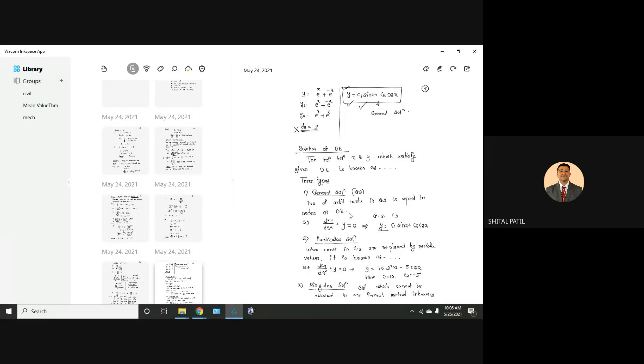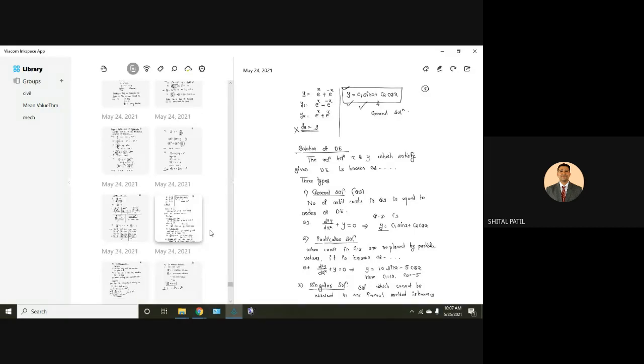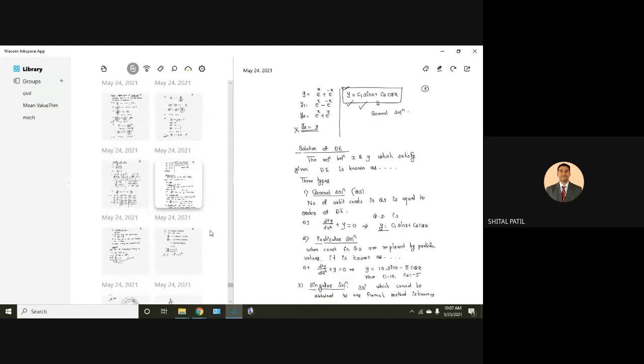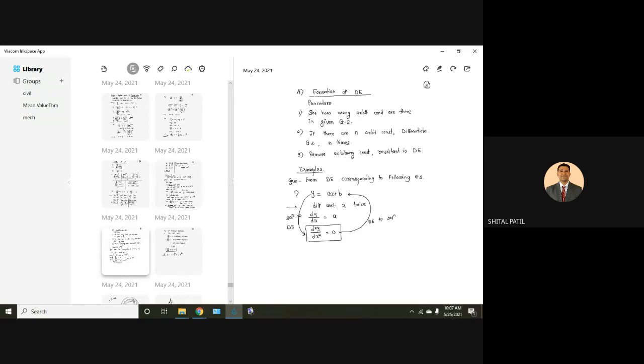So three types of solutions are there. One is the general solution. The number of arbitrary constants in the general solution is equal to the order of the differential equation. Particular solution: whenever the constants are replaced by particular values, it is known as particular solution. And last was singular solution. Singular solution is a solution which cannot be obtained from the general method, whatever method is known to us.